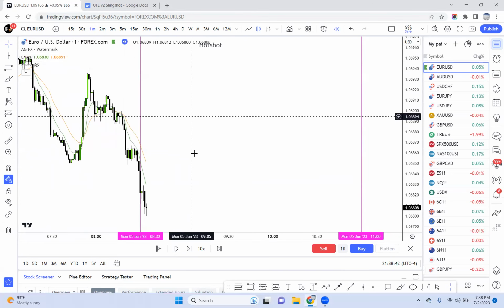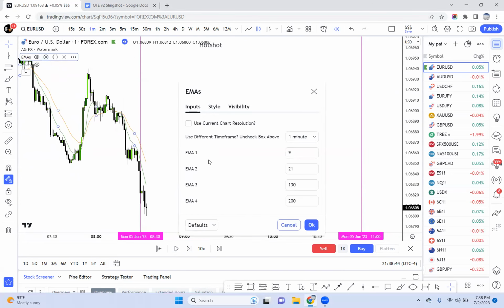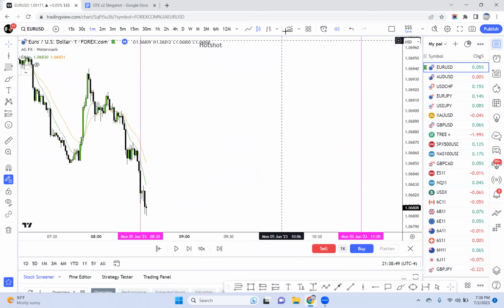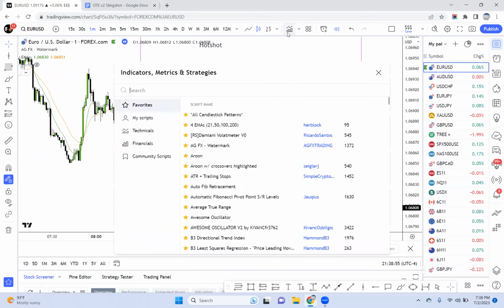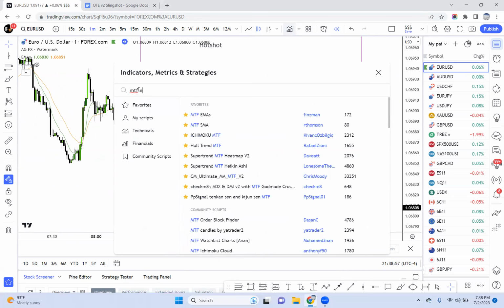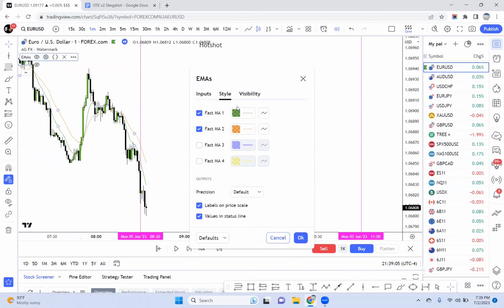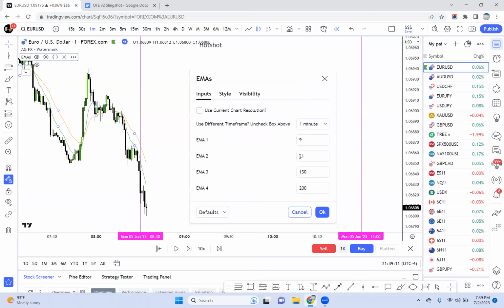Now, I'm going to apply some EMAs. These are multi-time frame EMAs specifically. If you go right here to your charts and you go to the indicators, metrics, and strategies and look up MTF EMA, you will see one by Finsman 172. You're going to star it, you're going to add it, and then once you have it, you're going to uncheck these two. Just keep these two on your charts. It doesn't matter the colors. You are going to set them, you're going to unclick this box, set it to 1 minute. Your first one is going to be 9 and your second one is going to be 21.